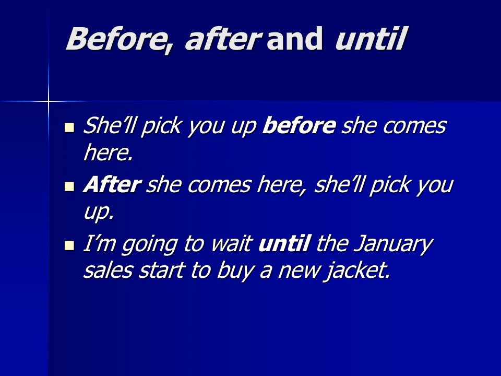Before, after and until. She'll pick you up before she comes here. After she comes here she'll pick you up. I'm going to wait until the January sales start to buy a new jacket. لاحظ الآن استخدام subordinate conjunction. استخدمنا before في وسط السنتنس، استخدمنا after في البداية، استخدمنا until في وسط الجملة. فممكن استخدامات subordinate conjunctions تتنوع ما بين بداية ووسط الجملة.